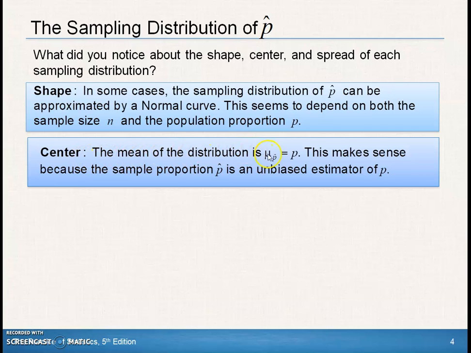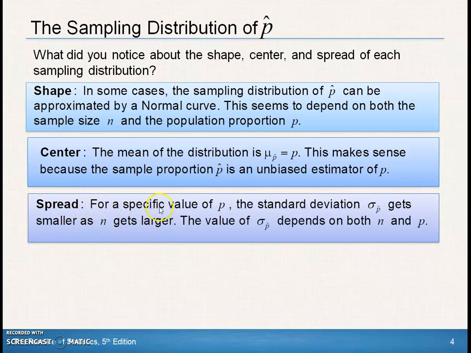The center, the mean, mu sub p-hat, is exactly the same as that population proportion. So the average of all those p-caps is the same as the population proportion. Makes sense. Sample proportion is unbiased. The spread for a value of p, the standard deviation, sigma sub p-cap. This is the standard deviation of all those p-caps. It gets smaller as n gets larger. The value of that standard deviation for p-cap depends on both n and p.